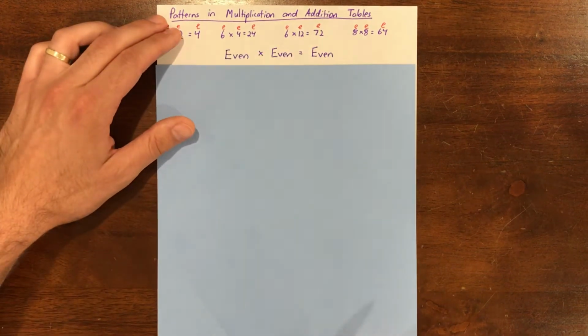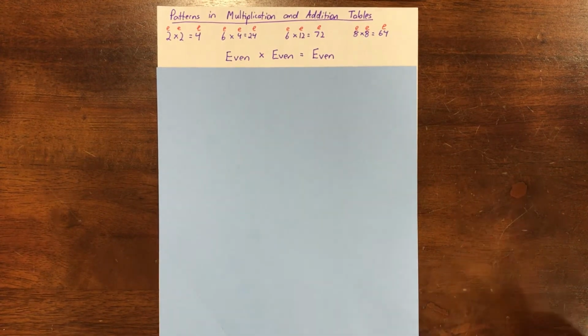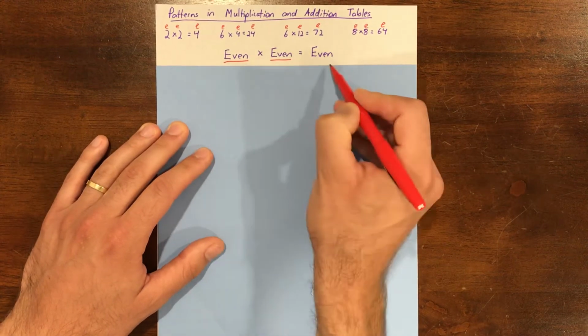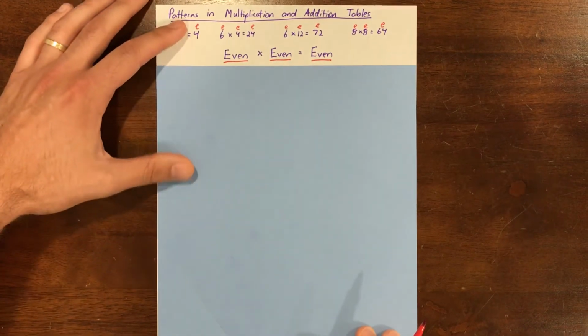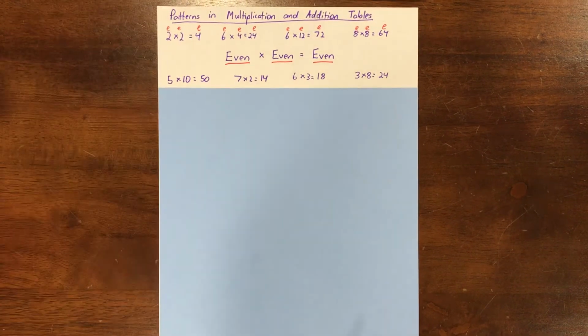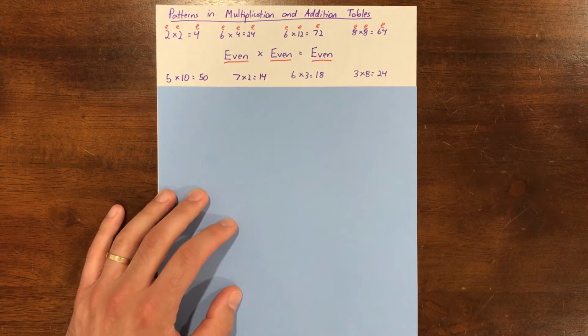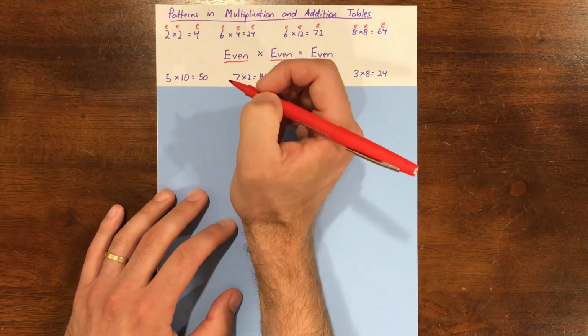Read this with me. Get ready? Go. Even times even equals even. Great. So now let's look at our next set of problems from the problem of the day. What do you notice about the factors and the products in these problems? Say it out loud. Right. All the equations have one even factor and one odd factor, and the product is always even.